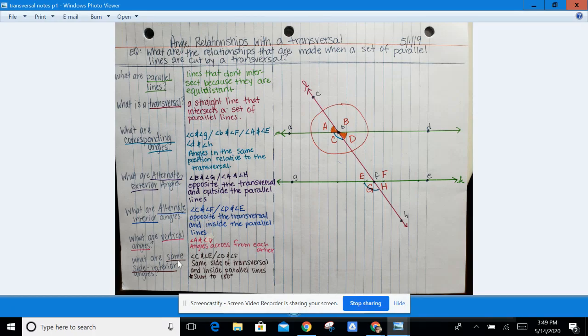Next, we have same side interior. Same side interior would be angles C and E, meaning they're on the same side of the transversal, inside the parallel lines. So this unique relationship between C and E is that they sum to 180 degrees.